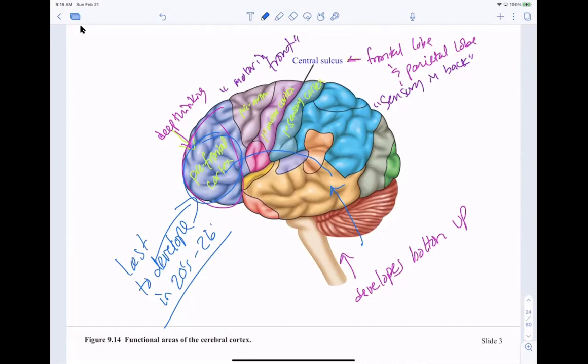Prefrontal cortex: developed, not developed. So prefrontal cortex and motor is the frontal lobe. Behind the central sulcus is all going to be sensory input, right? So we're looking at this, and this is all sensory input, and, what is the good word, processing, right?